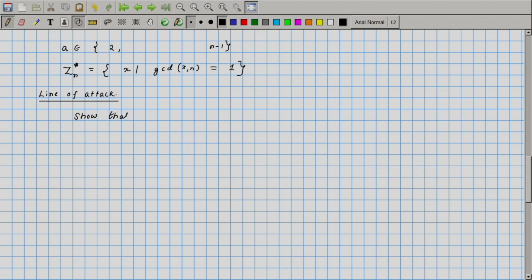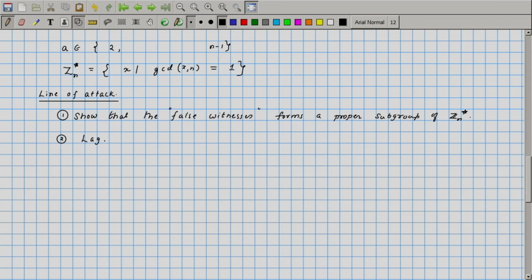Show that the false witnesses form a proper subgroup of Zn star. Okay. So any proper subgroup, its size must divide the size of the group, and therefore Lagrange, so that is Lagrange's theorem.